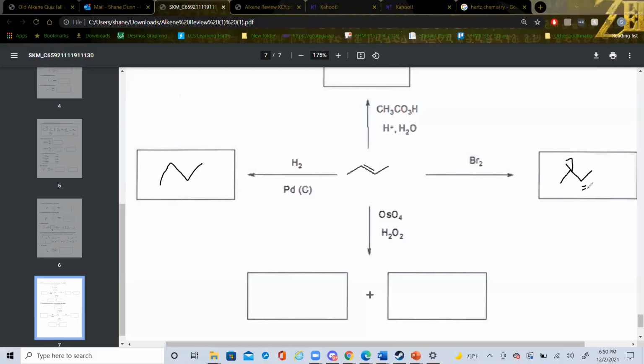You're going to get a meso compound here with bromine. You're going to get a meso compound up here with the OHs. And you're going to get a racemic mixture down here. But yeah, that's how you would do the alkene review.